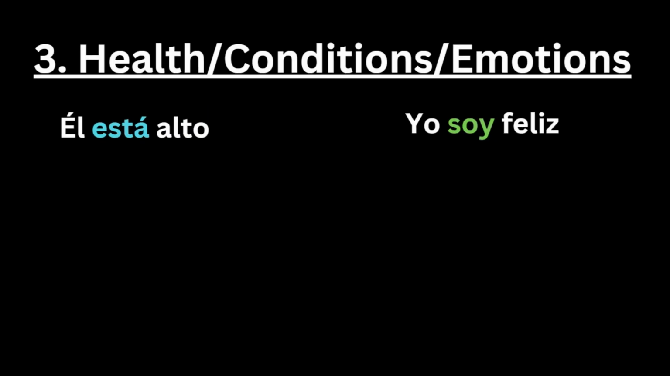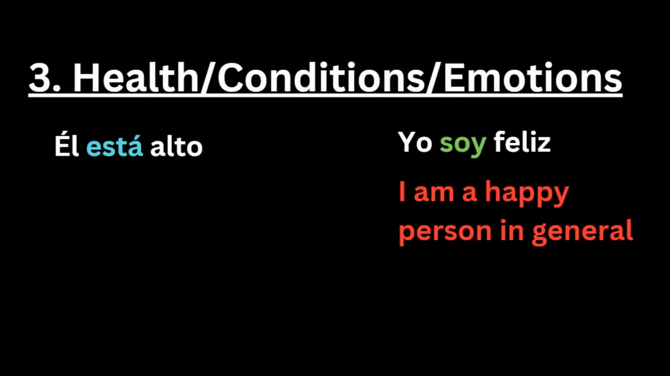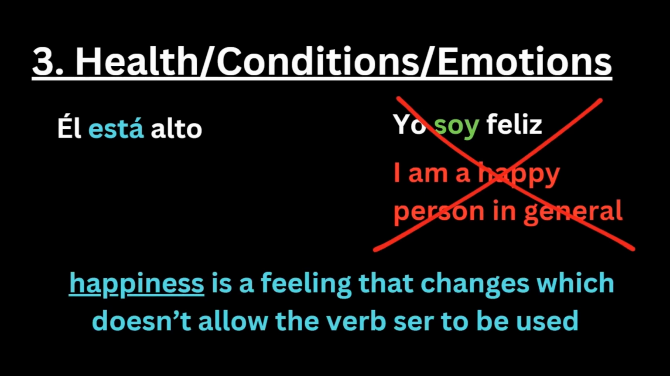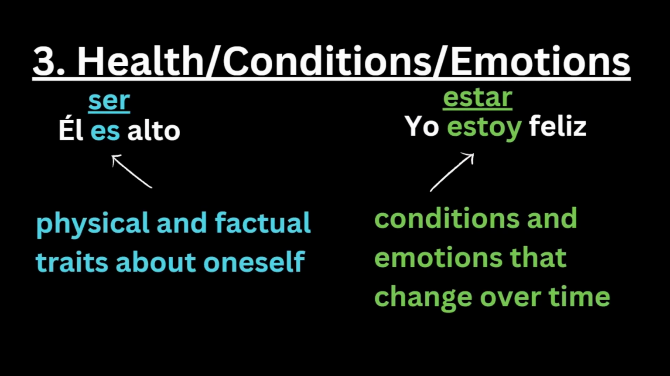By saying yo soy feliz, I'm saying that I am happy, as in I am a happy person in general. I was born happy, I'm happy now, and I will die happy, all of this being a false statement. Because happiness is a feeling that changes over time, it doesn't allow the verb ser to be used here. So instead, you would want to look carefully at the difference between physical and factual traits about oneself and conditions and emotions that change over time.